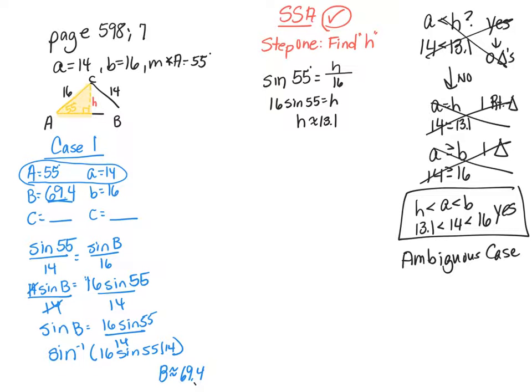Now, angle C is going to be easy to find because I can add my 55 plus my 69.4, and I can take that sum and subtract that from the 180 degrees that's going to be in the triangle, and I see that C is 55.6. Now, if you'll notice, A and C are very close in measure, so that means little a and little c better be very close in measure. We've almost got an isosceles triangle here.